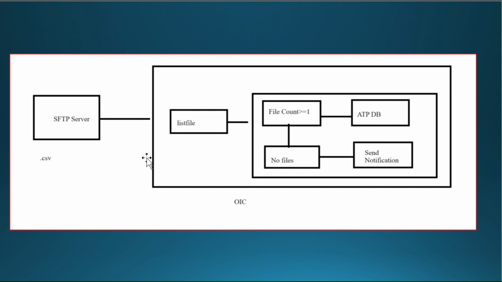In case you find files, we can check the count. If the file count is greater than or equal to 1, we have to read the file into the ATP database table. In case files do not exist, we have to send a notification to the business informing them that there are no files in the SFTP server. Okay, so let's start this integration.